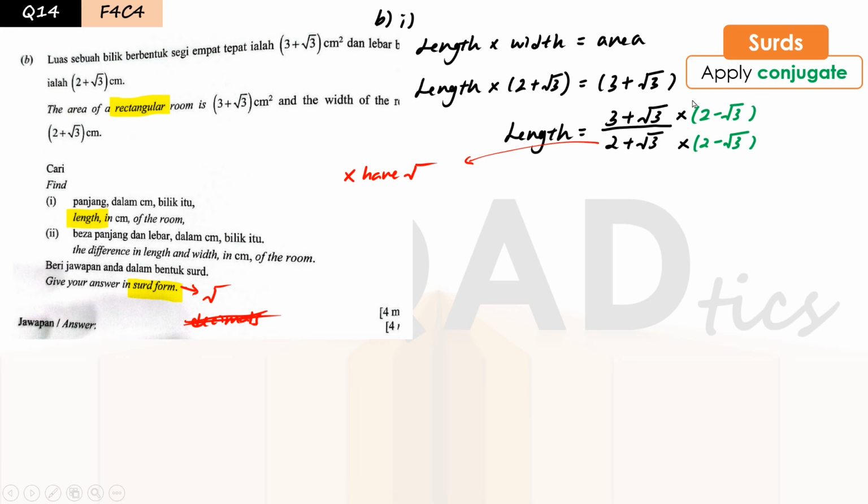Now for the numerator and the denominator, we are going to cross multiply. Let's start off with the numerator. So it would be this result.